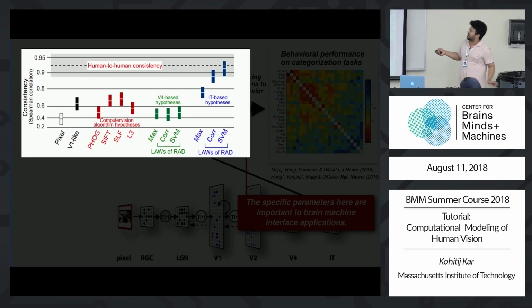So here's a figure from one of the papers, and they have compared different decoding schemes trying to predict human behavior.